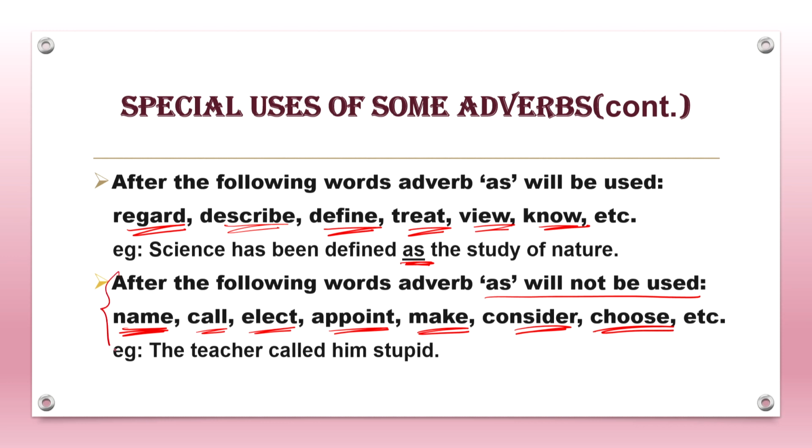Again this is a very important rule, keep this in mind. After words like appoint, consider, choose, make, elect, call, name, we never use as. So, keep this in mind. For example, the teacher called him stupid. This sentence is correct. Supposing it was written the teacher called him as stupid, this sentence would be totally wrong.